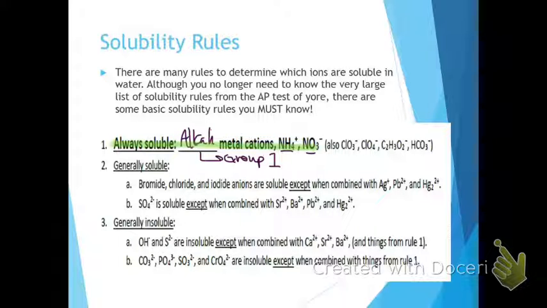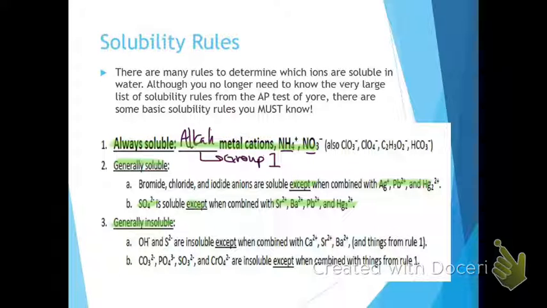Generally, any other information that you need would be given to you in some form or fashion to figure out what your precipitate is. The rest of these solubility rules might be helpful to be familiar with. So there's a few other things that are always soluble. Your halogens, bromine, chlorine, and iodine, are generally soluble unless they are combined with silver, lead, or mercury. Sulfate is generally soluble as well, unless it is combined with one of these metals that you see here.